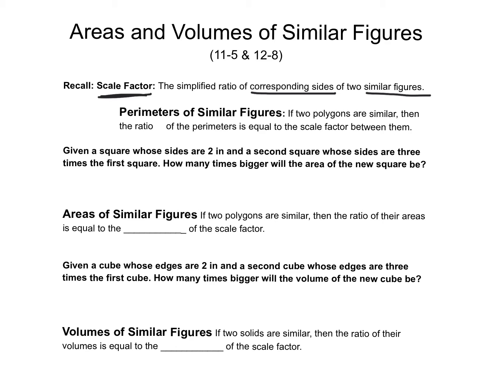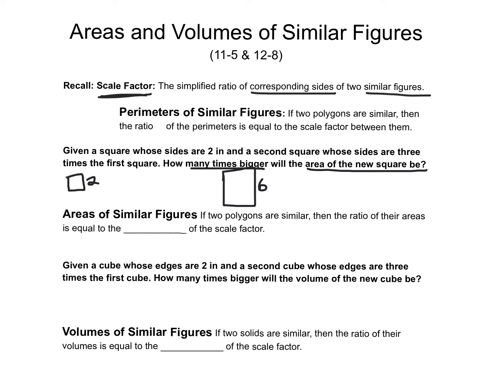We're given a square whose sides are 2 inches and a second square whose sides are 3 times the first square. How many times bigger will the area of the new square be? Well, let's look at that. We have a square and its side is 2, and then we have another square and its side is 3 times that. This is probably not drawn to scale, but 2 times 3 is 6. So all the sides of this square are 6.